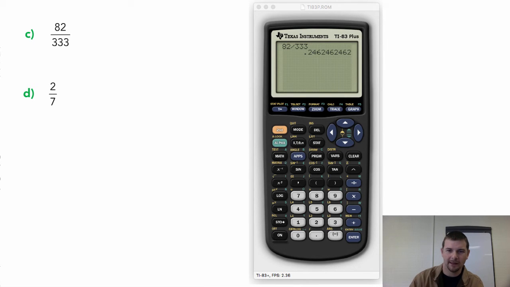I'm going to go back to red here for consistency, and I'm going to write that 82 over 333 is equivalent to 0.246. And now the bar will go over the 2, the 4, and the 6 to represent that those 3 will repeat indefinitely.